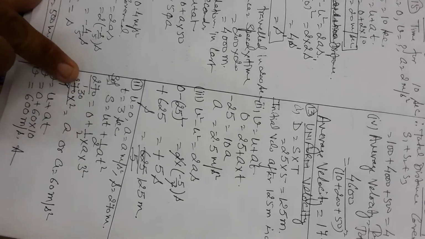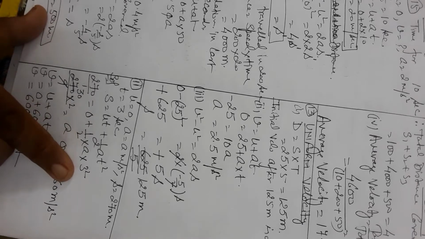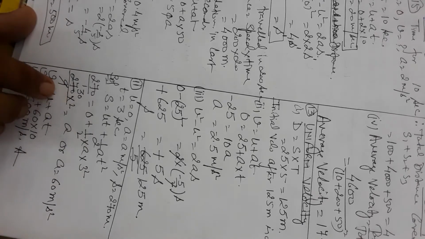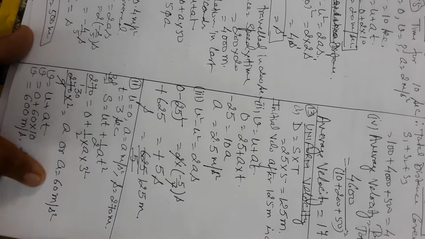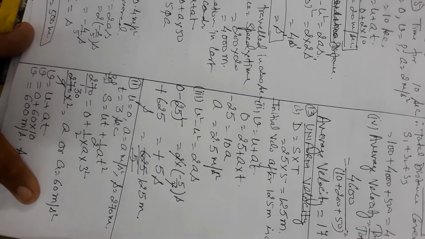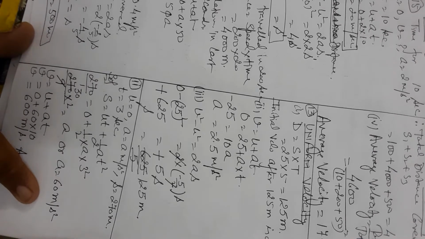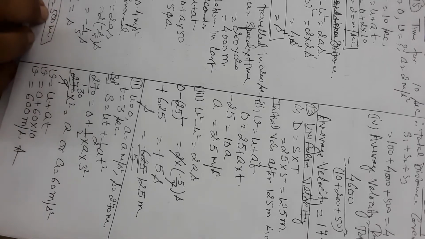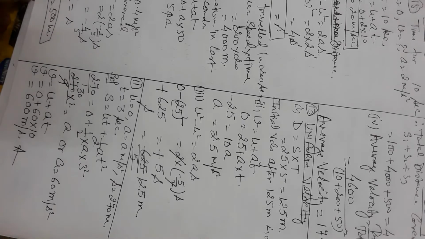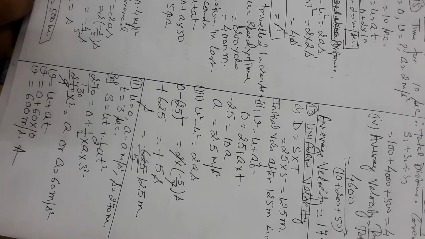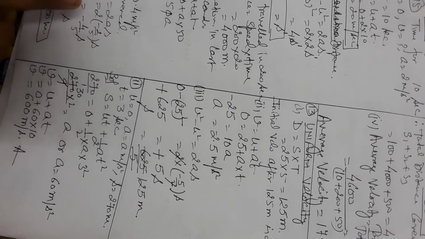S they have given, 270 meters. U is 0, so UT also 0. Half A, acceleration, time square 9. 270 into 2 by 9. So A is equal to 60 meter per second square. Please check. 60 meter per second square. Now what they asked: find the velocity of the body at 10 seconds after the start. V is equal to U plus AT, 60 into 10 comes as 600 meter per second. This was question number 11.